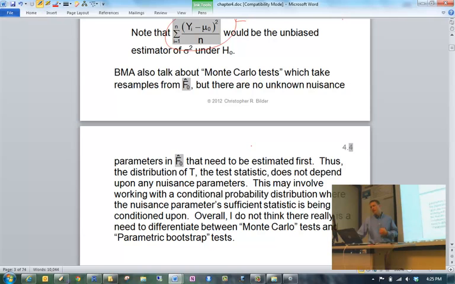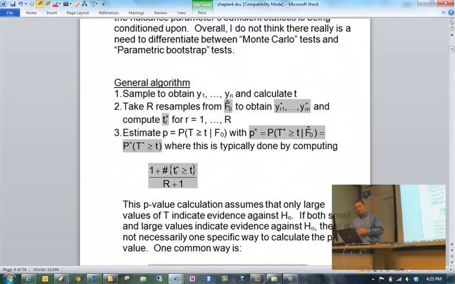Okay, so what do the authors refer to as a Monte Carlo test? Well, in their definition, f hat 0 would not depend upon any nuisance parameters or the corresponding estimates, whereas the parametric bootstrap would depend upon some kind of nuisance parameters. I don't think it's really enough to call something one thing and something the other thing. I'm just, again, going to call them parametric bootstrap.